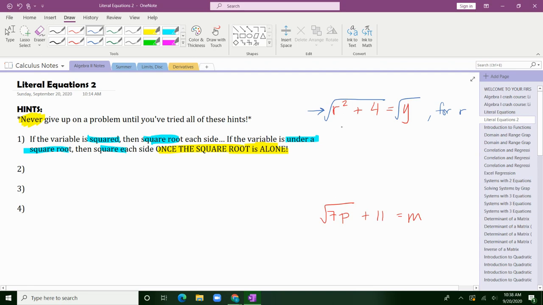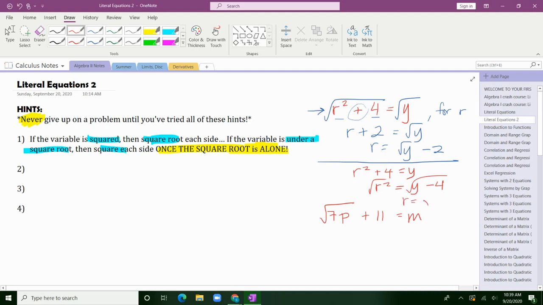And another mistake that people make is they're like, oh, okay, the square root of r squared plus 4 is r plus 2. They do the square root of each term. You can't do that when they're connected with addition or subtraction. So let me continue here with the mistake that they would make, and then they'd subtract 2. When really what they should have done is all their subtracting and adding first, and then they would get r squared equals y minus 4, and then you would square root each side, and r would be the square root of y minus 4, which is not the same as the square root of y minus 2. These are not equal.